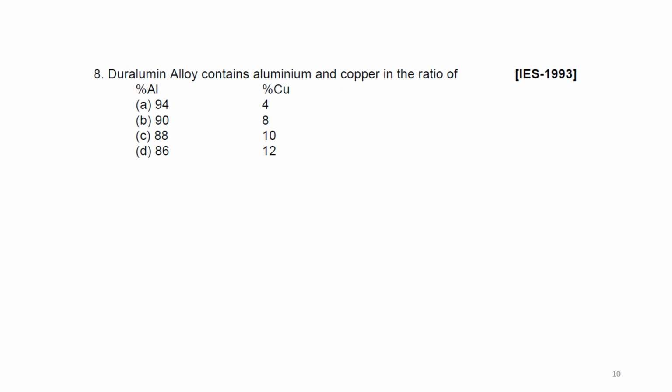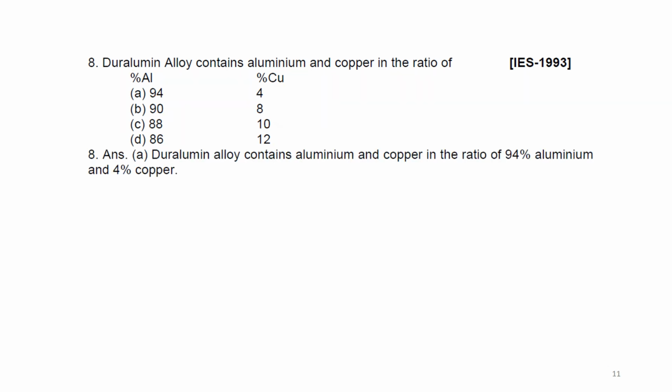Next question, duralumin alloy contains aluminium and copper in the ratio of, so these are the options: 94:4, 98:2, 88:10, 36:12, the percentage of aluminium and copper given. This is actually A, 94 and 4. So duralumin alloy contains 94% aluminium and 4% of copper. So the answer is A.